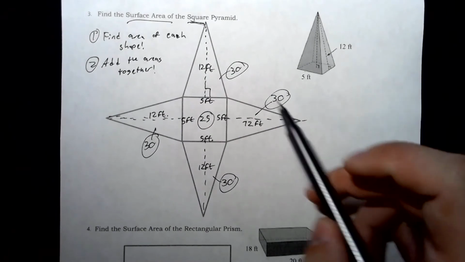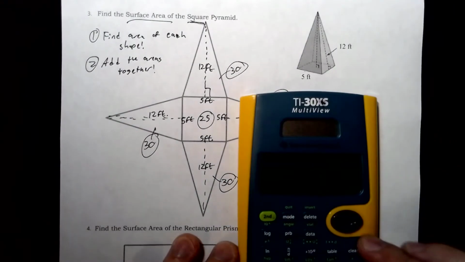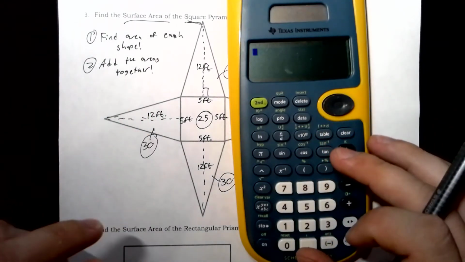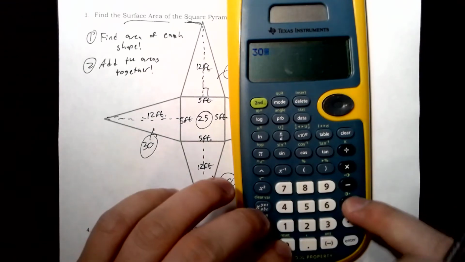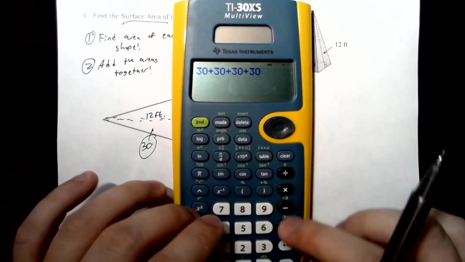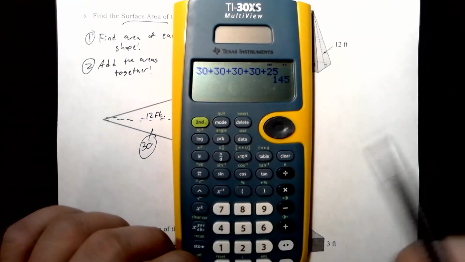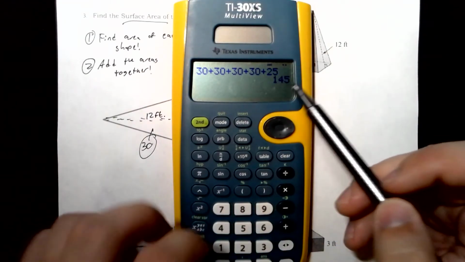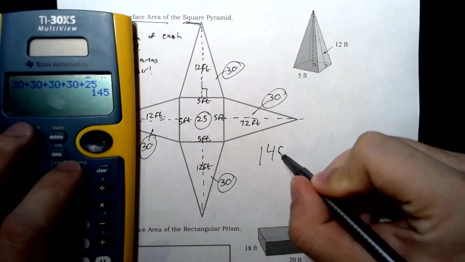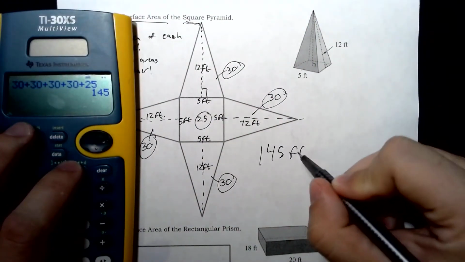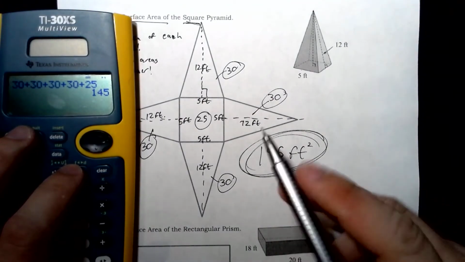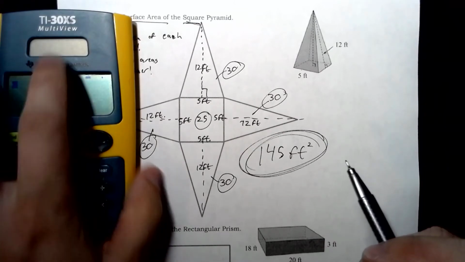And now all we have to do is add the areas of each of the parts together. So we have 4 shapes that all got 30, so 1, 2, 3, 4 30s, plus the square in the middle, which was 25, gives us an area of 145 feet squared. There we go. That's the area of a square pyramid.